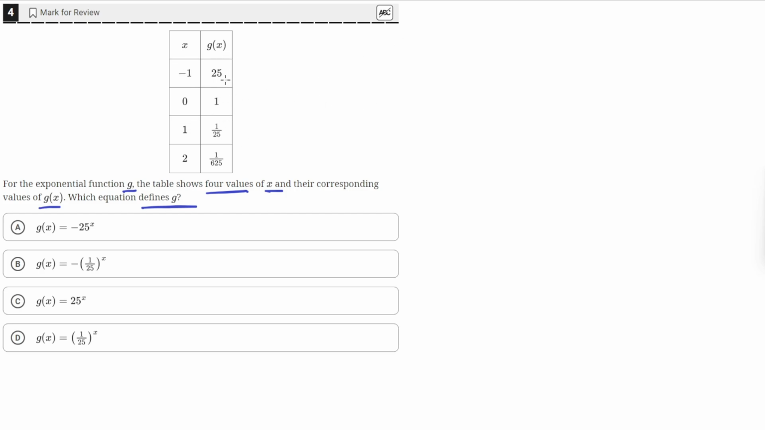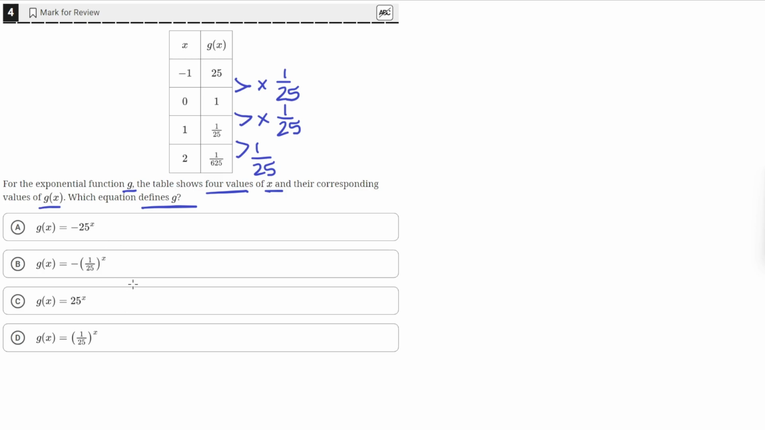So looking at these x and g of x values, we see that when we go from -1 and 25 to 0 to 1, what happened is that we multiplied g of x by 1 over 25. And then when we increased x again, we multiplied by 1 over 25 again. And then going from 1 over 25 to 1 over 625, we multiplied by 1 over 25 again. So what seems to happen is that every time we increase x by 1, the function g of x gets multiplied by 1 over 25.